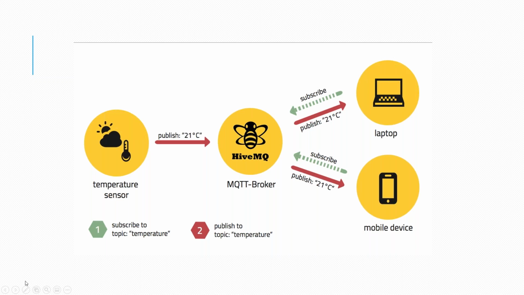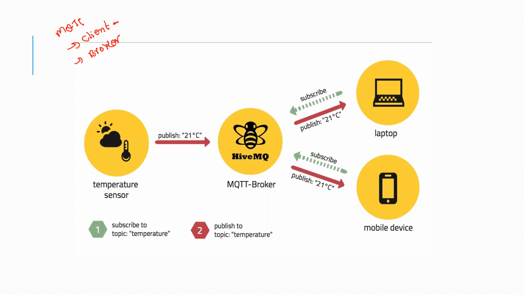Let's discuss this particular part in detail. As we discussed in the MQTT protocol, there are mainly two parts: the MQTT client and the MQTT broker. And its architecture is based on publish and subscribe.